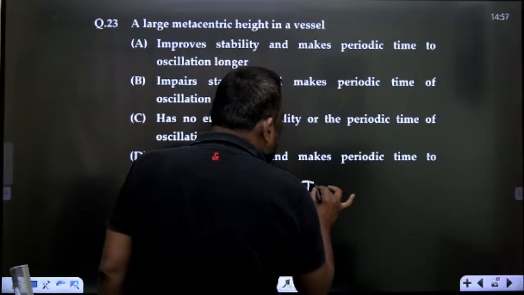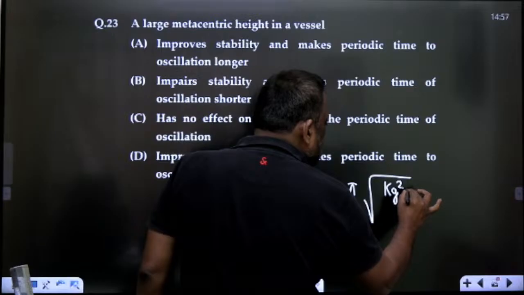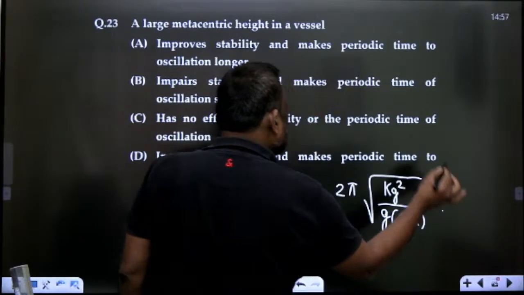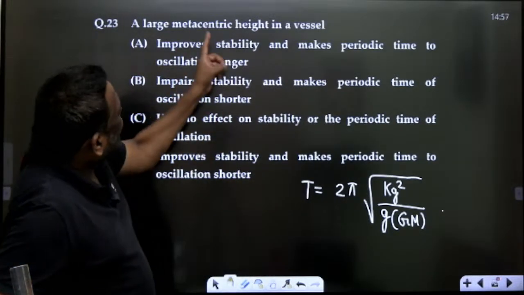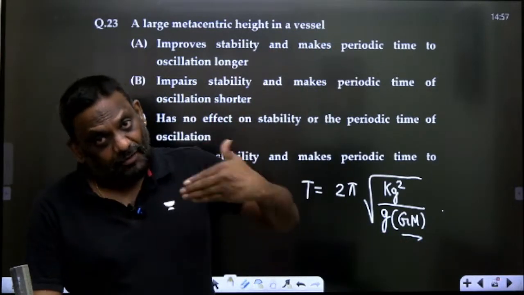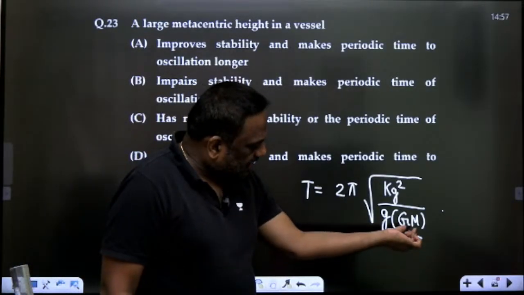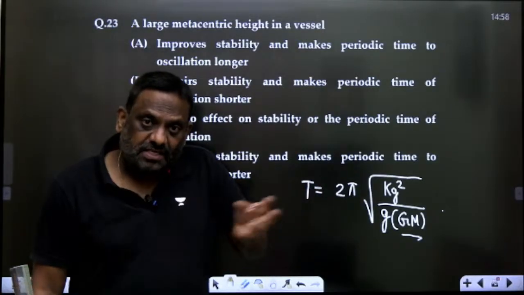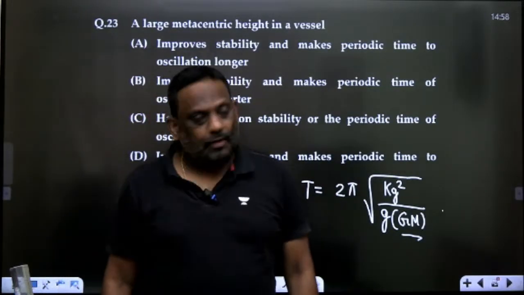Time period of oscillation is given by 2 pi root of k G squared by g times GM. If the metacentric height is more, stability will be more; it comes to equilibrium faster. But at the same time, time period of oscillation will be less. When the time period is less, the number of oscillations is more, and passengers are not comfortable. I explained this very clearly in buoyancy. So what is the answer, sir?